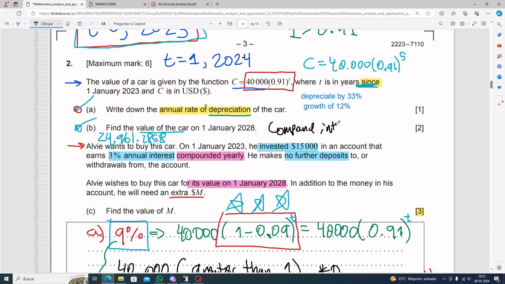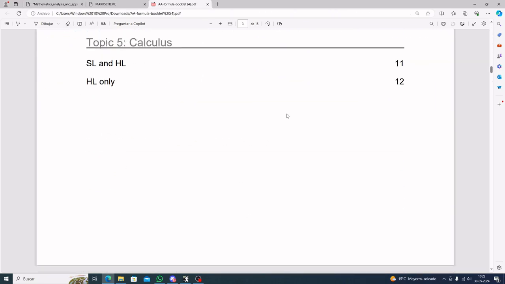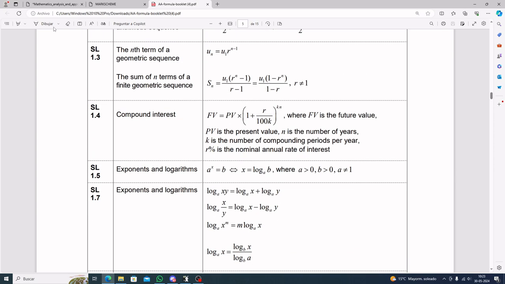And so once you identify this is a compound interest problem because I have an initial amount, you have compounded yearly and all that stuff, you can go to your formula booklet and scroll all the way down until you eventually find compound interest, which is right here. And so take a look at compound interest. Compound interest asks for your future value, right? Your present value, the number of years, the number of compounding periods per year, and the nominal annual interest rate. And so compound interest is something that you can use and it works.